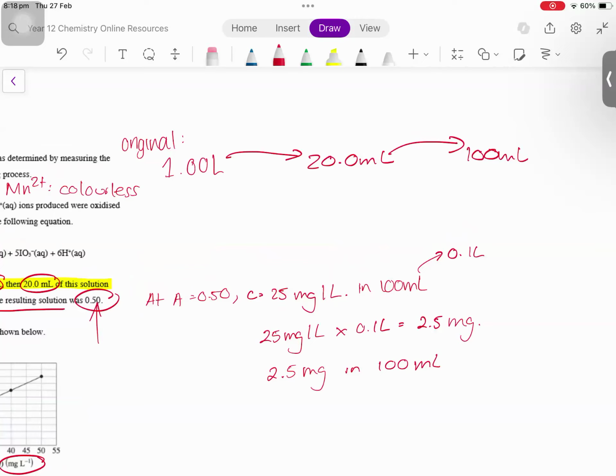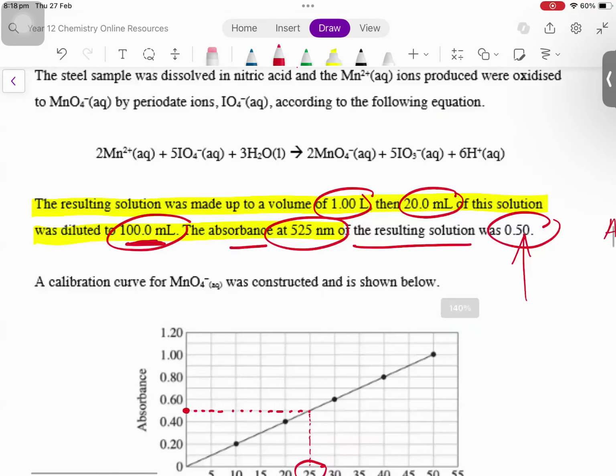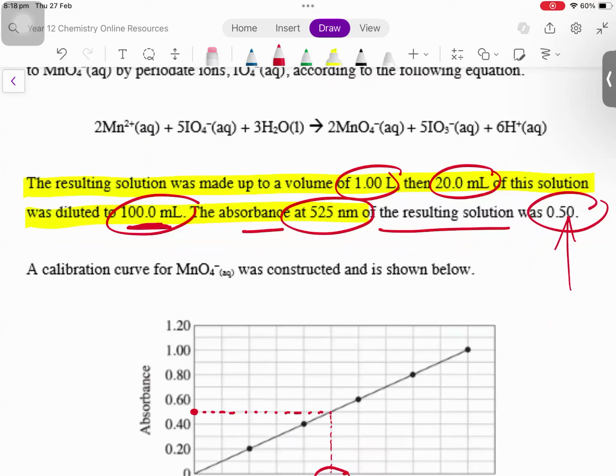The question started at 1 liter, they went to 20 mils, then they went to 100 mils. I want to go back, yeah? Because the question asked me for the original. What did the question do to go from 1 liter to 20 mils? I'm working with it in terms of mass. If I had 1 liter and then I scooped out 20 mils, is the mass in my 20 mils smaller or the same as in the total 1 liter?